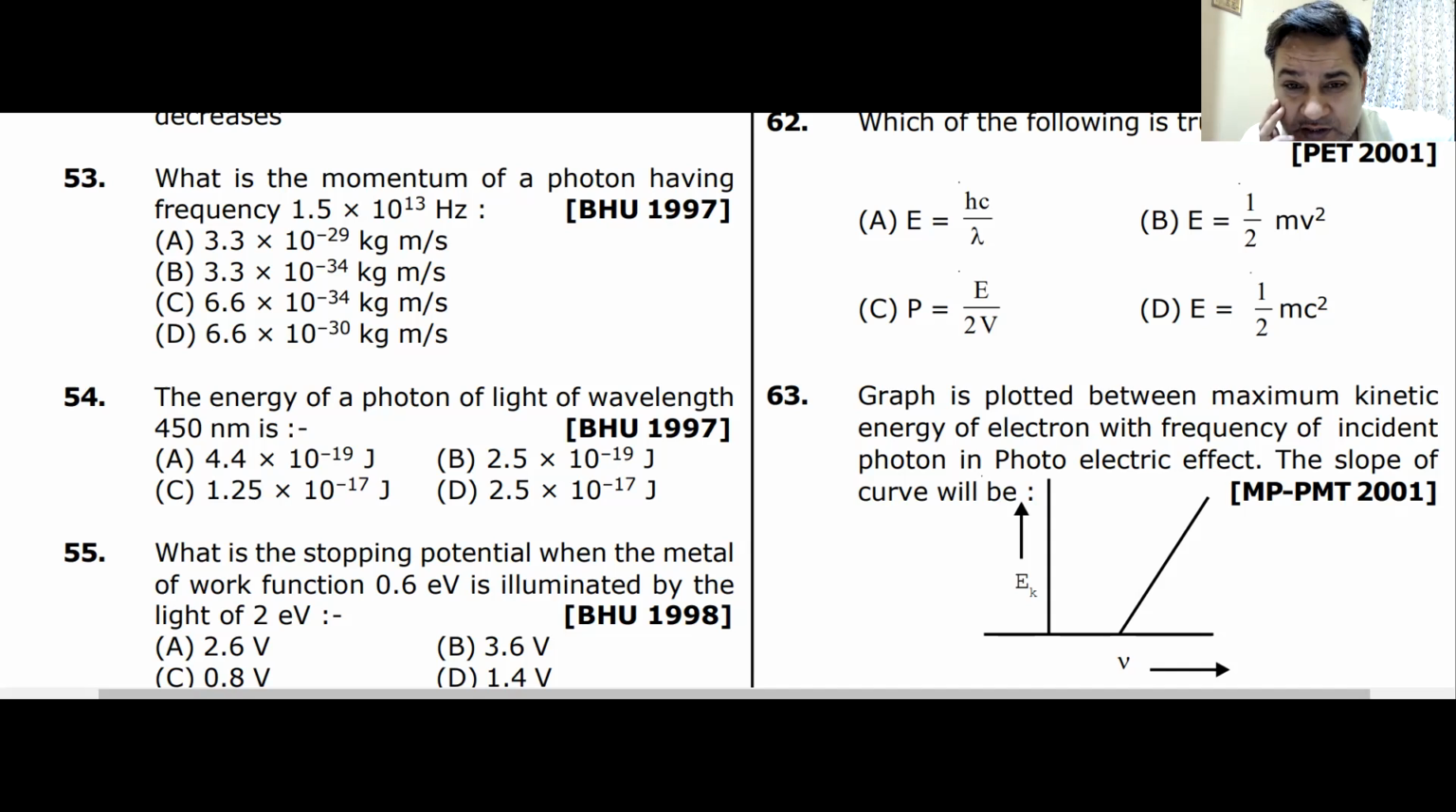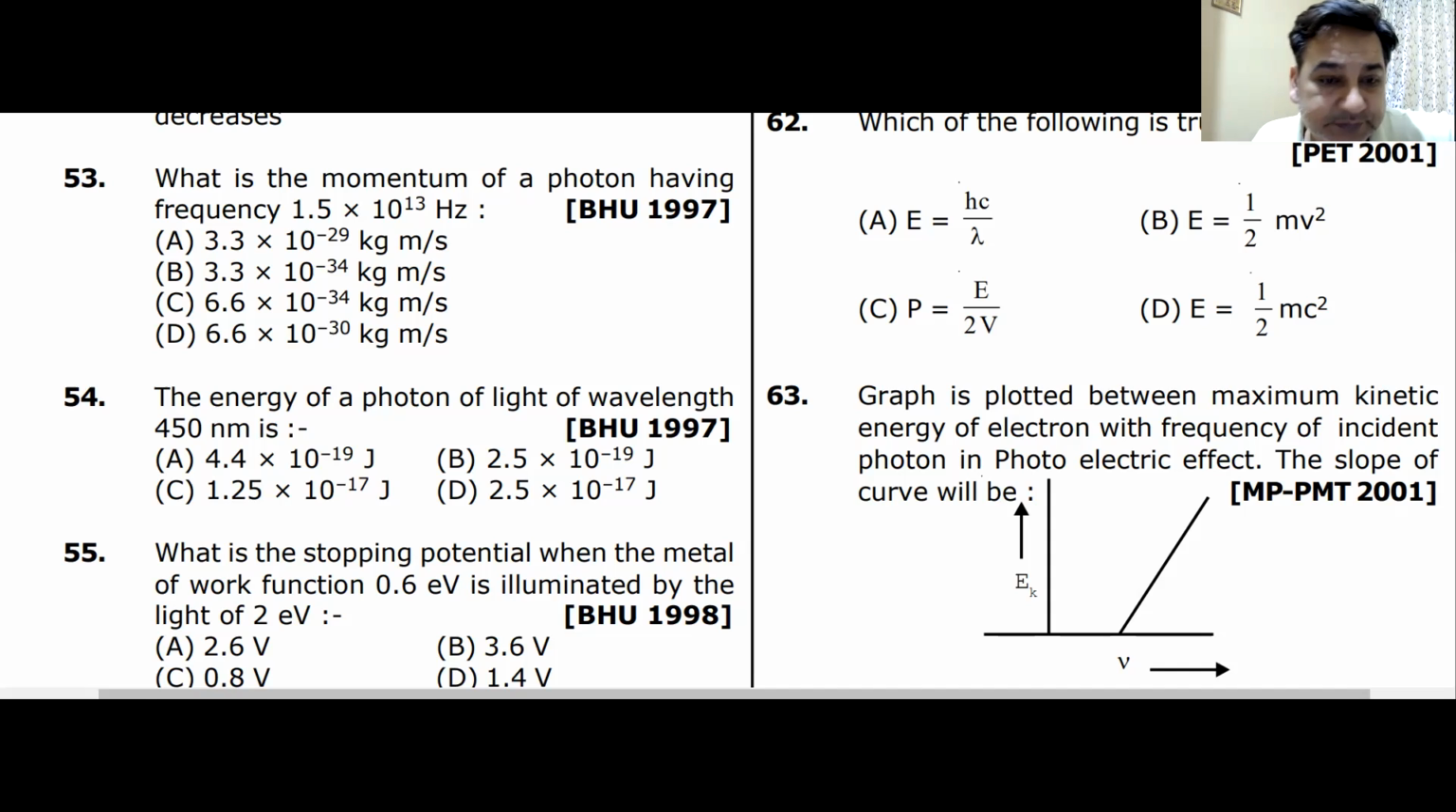You know the conversion between nanometers and Armstrong units? Nanometer is 10 to the power minus 9 meters. Armstrong is 10 to the power minus 10. So how much is 450 nanometers? Getting this, or shall I do it? 2.5 into 10 to the power of minus 19. Okay, I think that would be the correct answer.